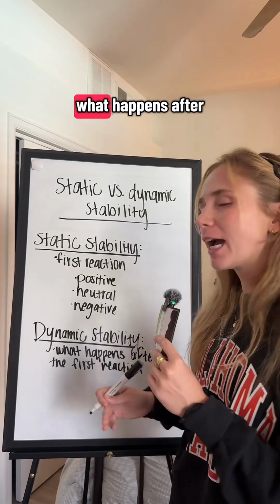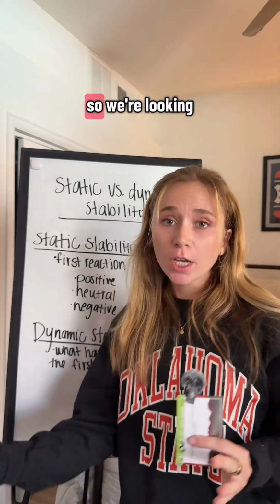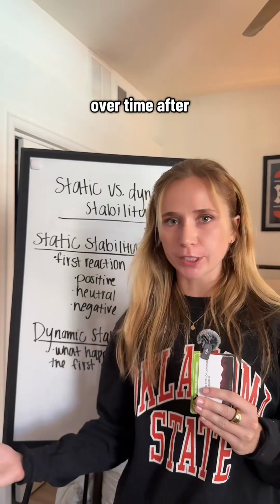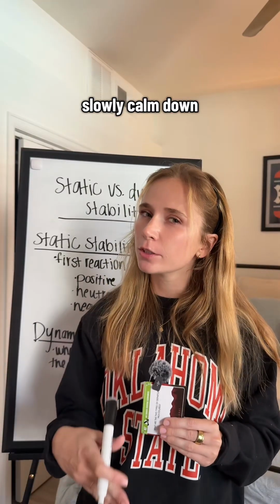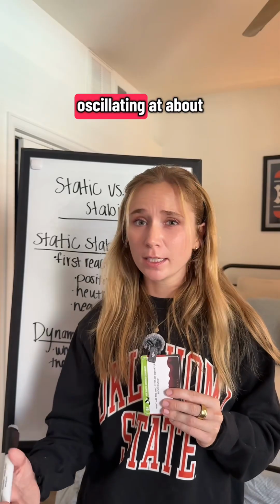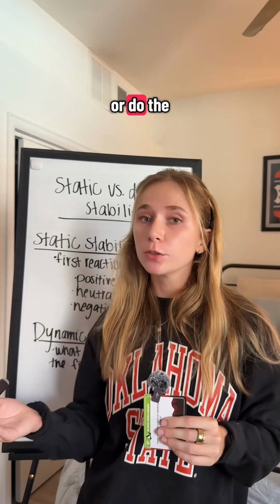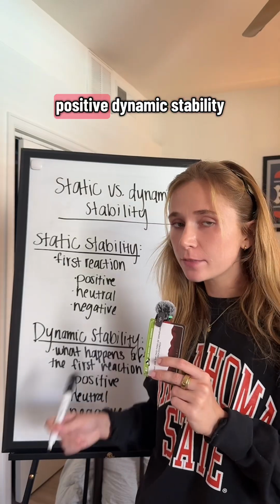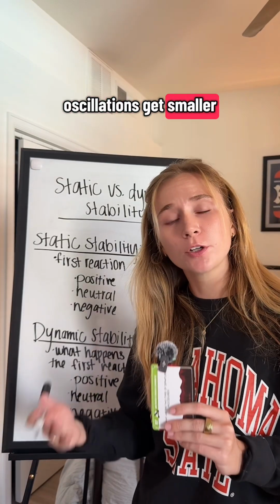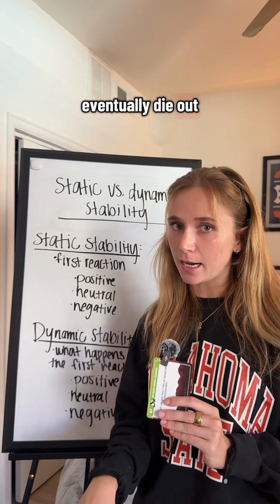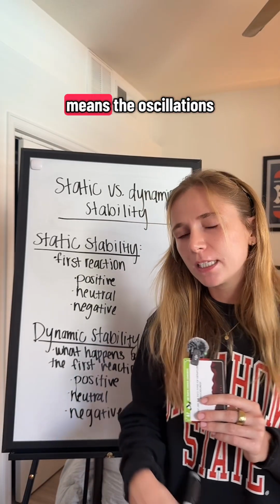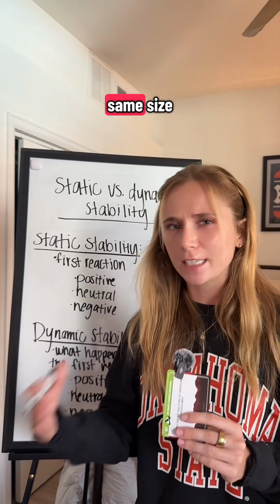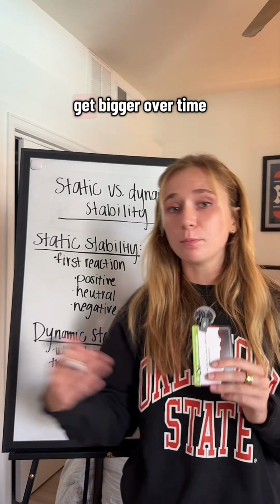Dynamic stability is what happens after that first reaction. So we're looking at the airplane over time. After the disturbance, does the motion slowly calm down? Does it keep oscillating at about the same size? Or do the oscillations get bigger? That is dynamic stability. Positive dynamic stability means the oscillations get smaller over time and eventually die out. Neutral dynamic stability means the oscillations continue about the same size. Negative means they get bigger over time.